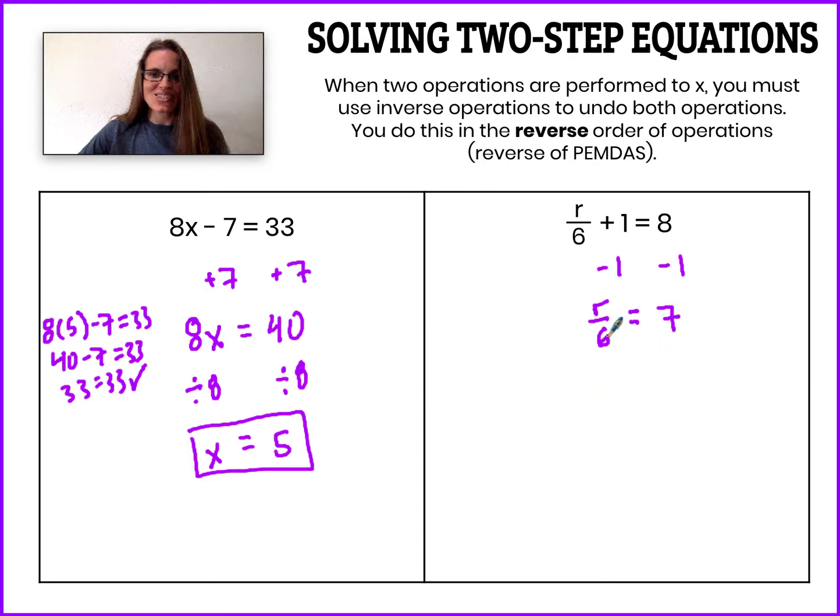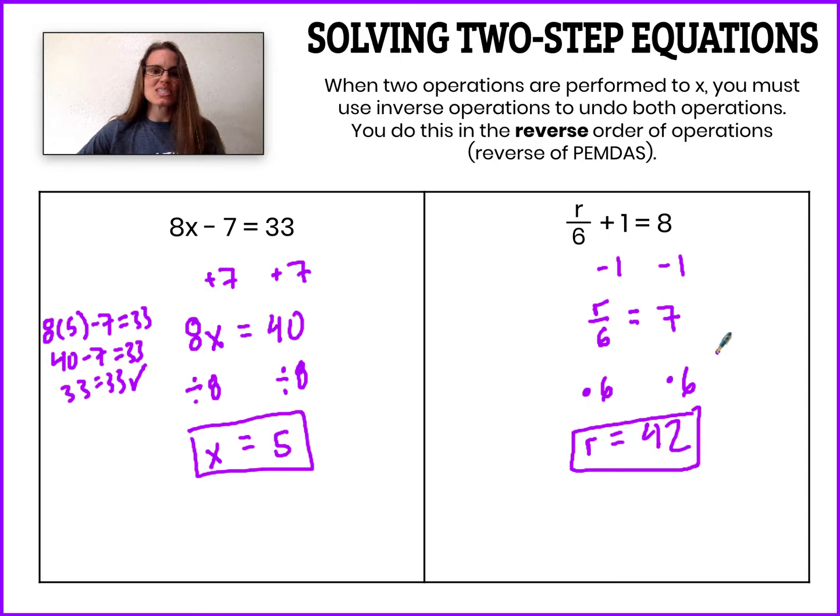Only one thing is happening now to r in this equation, r divided by 6. I need to undo that division with multiplication, multiplying both sides of my equation by 6. r divided by 6 times 6 leaves me with r. r is isolated. r equals 7 times 6, which is 42. 42 is the solution to my equation. I'm going to go ahead and check that by plugging r equal to 42 into my original equation. Does 42 divided by 6 plus 1 equal 8? Does 7 plus 1 equal 8? Yes, it does. 7 plus 1 is 8. 8 equals 8 is a true statement, and therefore I have checked my solution.